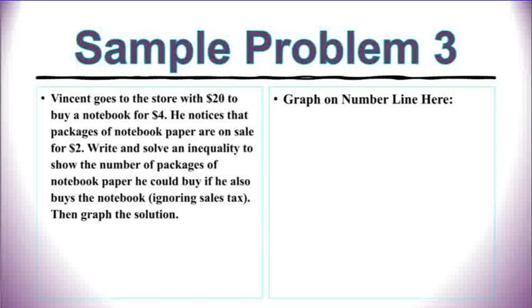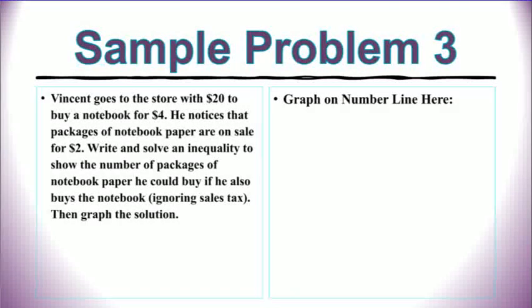Sample problem 3. Vincent goes to the store with $20 to buy a notebook for $4. He notices that packages of notebook paper are on sale for $2. Write and solve an inequality to show the number of packages of notebook paper he could buy if he also buys the notebook, ignoring sales tax. Then graph the solution.